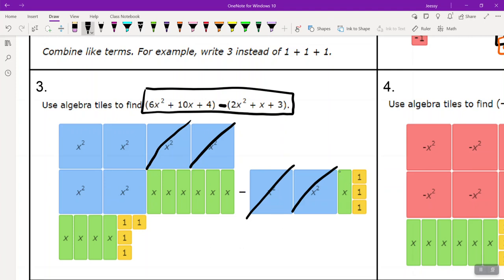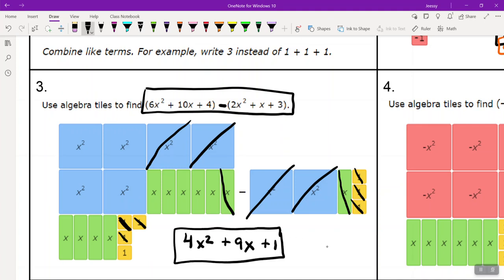Now, if I take away a single x, then I need to take it away from my original problem, because that's what subtracting is. I'm removing stuff. And over here it says 3 single ones. So I remove 3 single ones. It doesn't matter which ones, as long as you remove 3. All right, so now that we've removed everything we wanted to remove, what's left over? How many x squared tiles are left over? How many x tiles are left over? Yes, plus 9x, because we have 9 x's. And how many constants do we have left over? So plus 1.